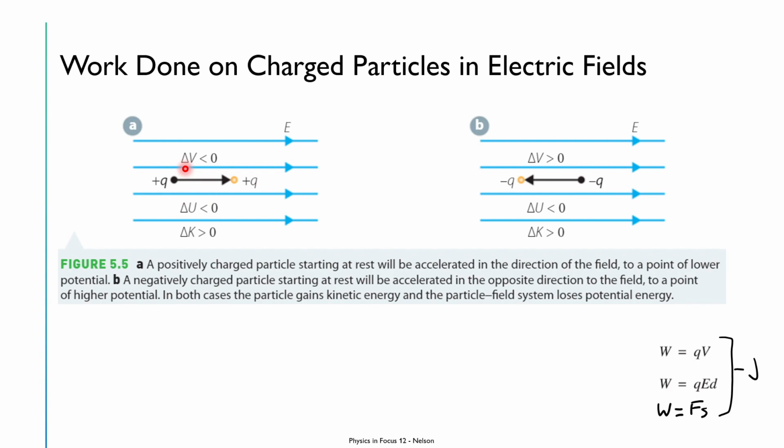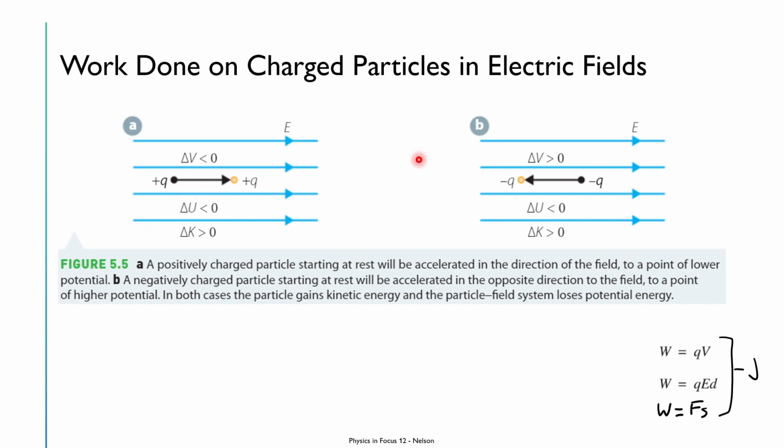In the case of part A, we have the particle moving from a higher potential to a lower potential. Therefore, we see that the potential difference is going to be less than zero. There is a decrease in potential in this process. However, if the particle is negative in charge, potential difference will increase as the object moves from an area of lower potential, higher volts, to an area of higher potential, lower volts.